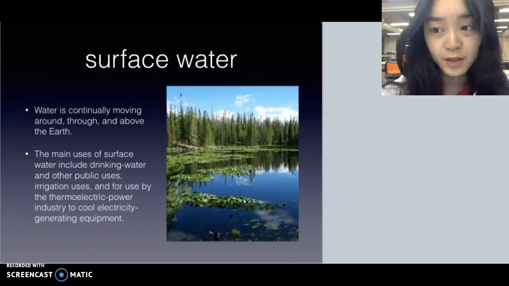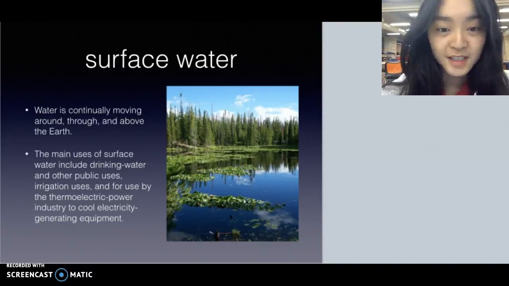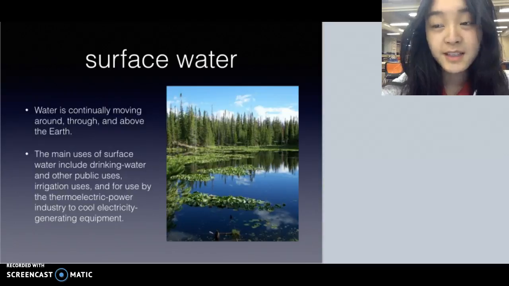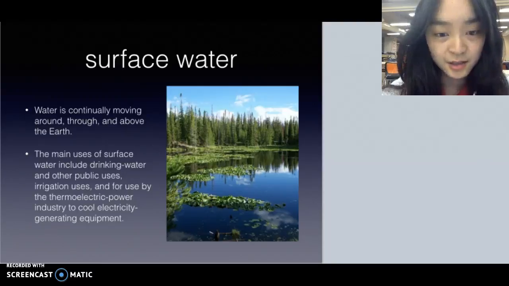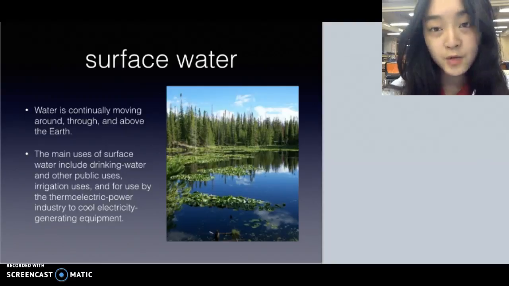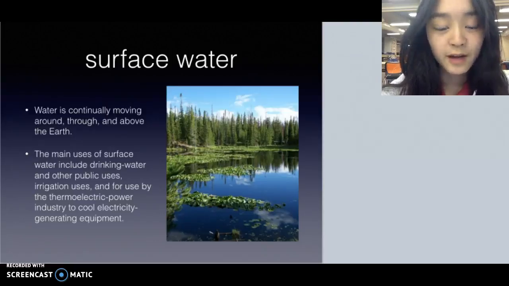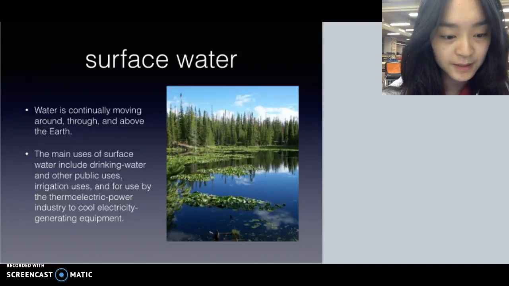So surface water actually is very easy to understand. This is just water on the surface. So water is continually moving around through and above the surface, and this is the surface area. The main uses of surface water are for drinking and other public uses. So humans need a lot of water. Also, the surface water is used for electricity generation.